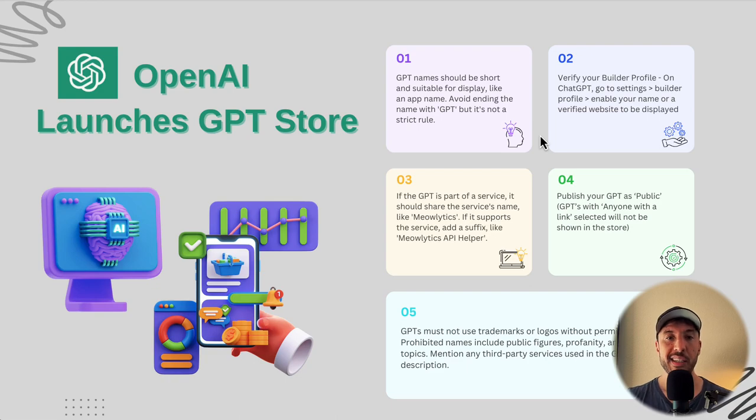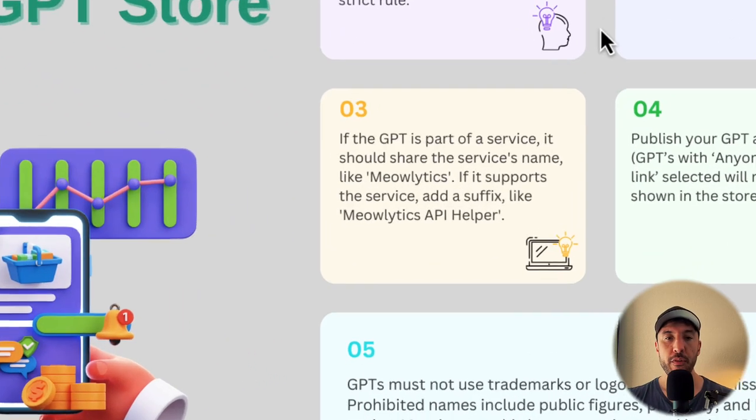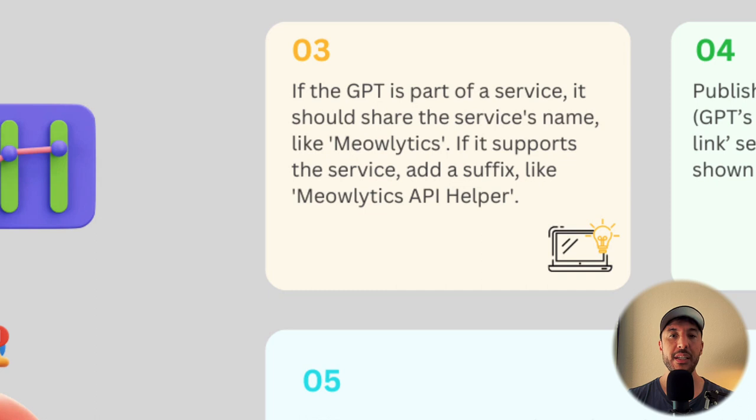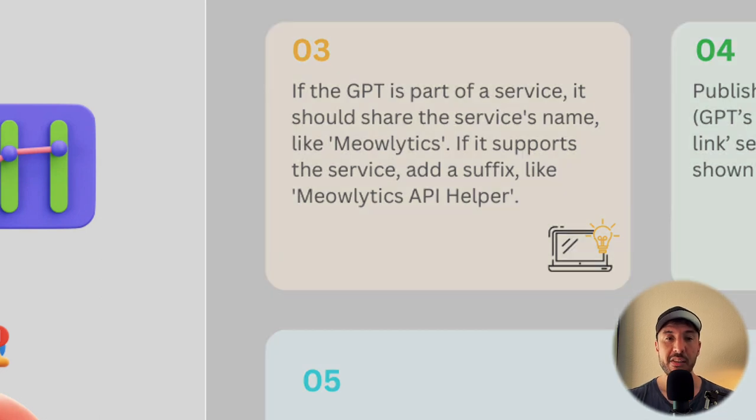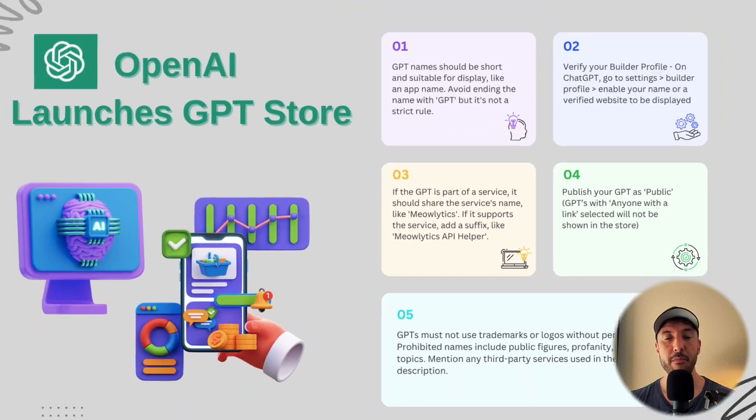Number three, consistency in branding. Moving on to branding consistency, if your GPT is part of an existing service, it makes sense to match the name. For example, if you have a service called Meowlytics, name your GPT the same. But if your GPT is more of a support tool for the service, consider a name that reflects this, like Meowlytics API Helper. This helps in maintaining a clear and cohesive brand image.